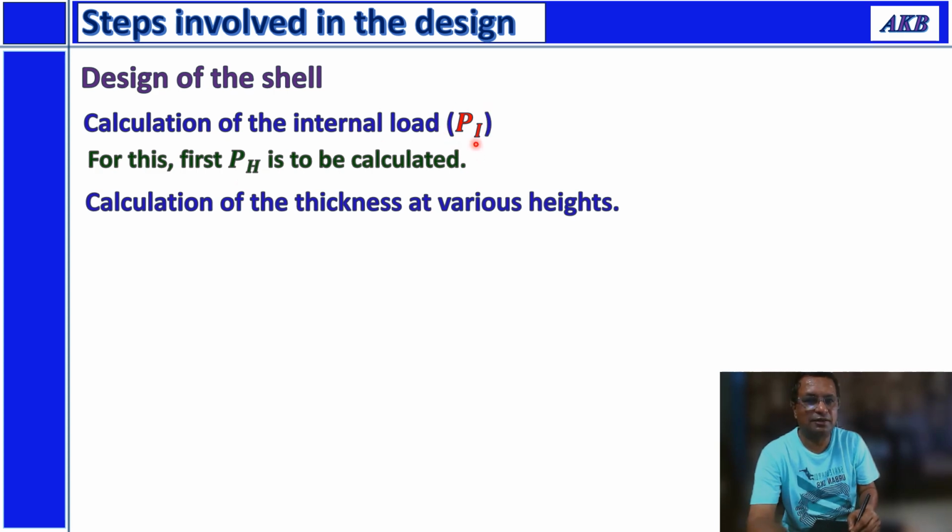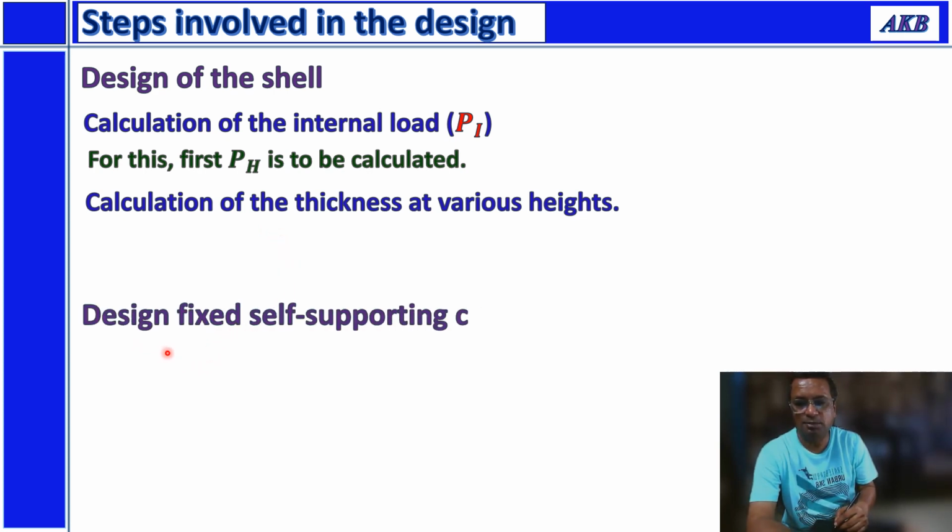Now this tank, if you look at the data that is given to us, they have not mentioned any internal pressure, so we are going to consider it as a non-pressure tank. So for a non-pressure tank, PI, the internal load, is nothing but the hydrostatic pressure, that is pH. So first pH has to be calculated, which is PI in this case, and using PI the thickness of the shell will be calculated at various heights.